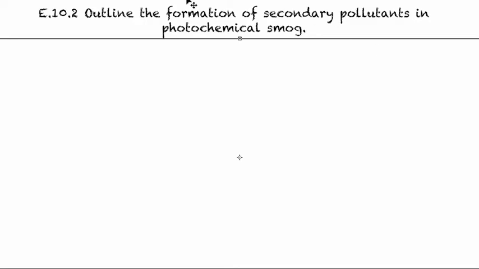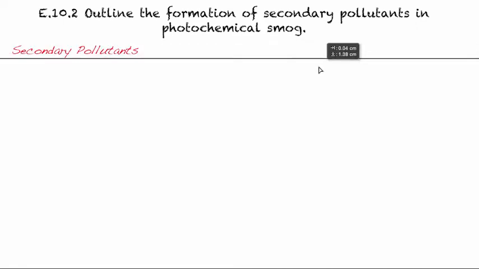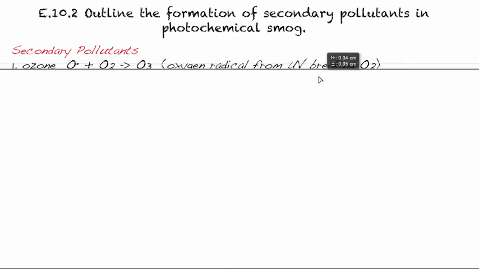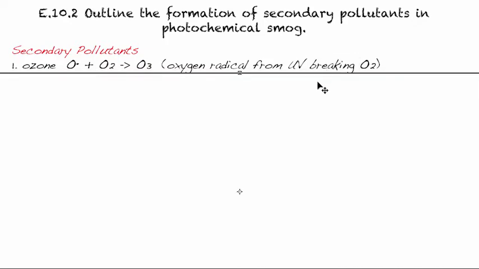Welcome to E.10.2. We're going to outline the formation of secondary pollutants and photochemical smog. So what are secondary pollutants? Well, these are pollutants that form in the atmosphere, as opposed to the primary pollutants which were emitted from a source. We're going to look at a few of these. There's going to be a few formulas for you to remember, so just try and strategize that way.